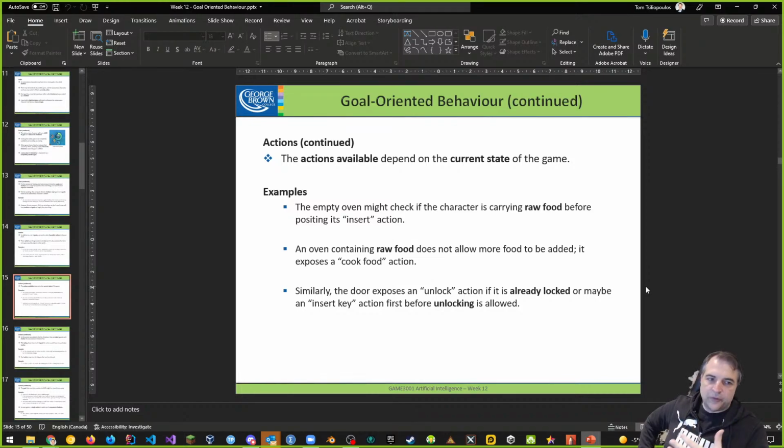Again, these are very simple things that are very easy to understand for us humans. But try and code that for an AI. The AI might try to add food into something that's already full, right? Unless you've constrained it. Say it's only available when.